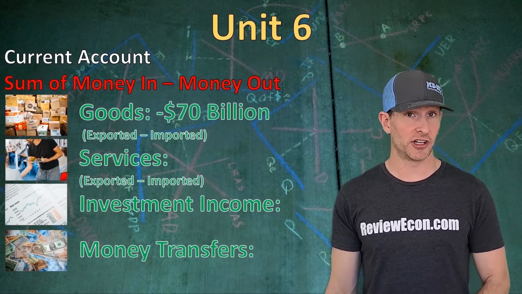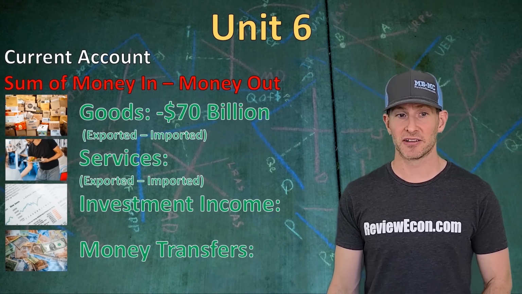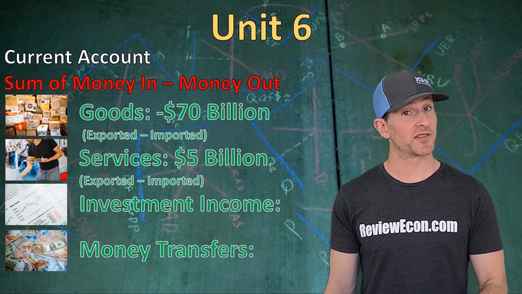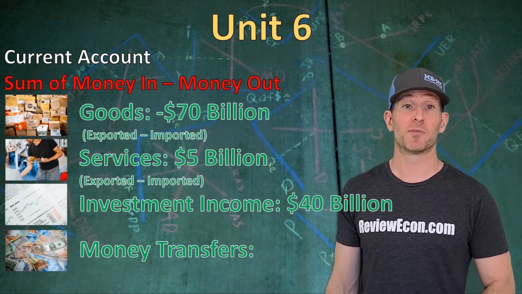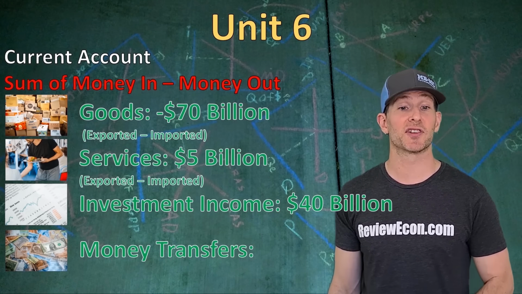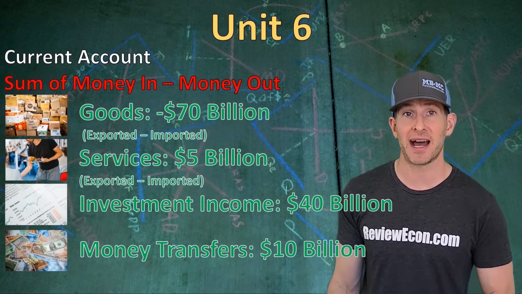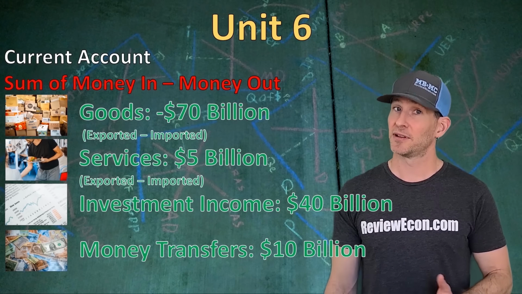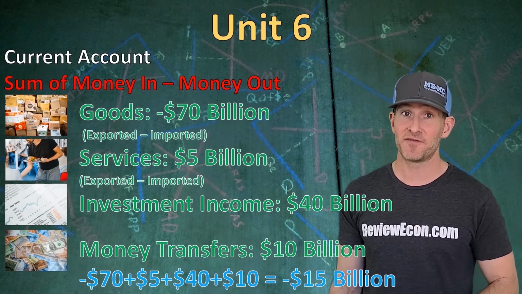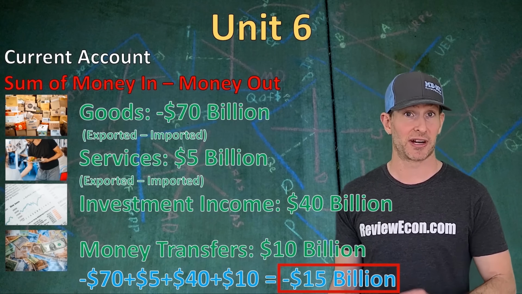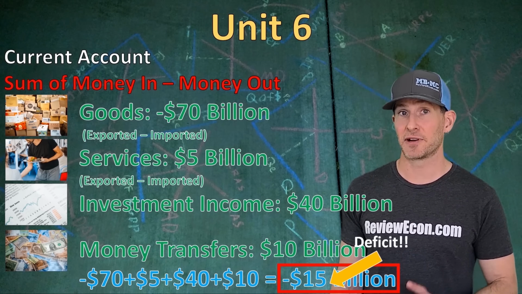If the balance on goods was negative $70 billion, while the balance of services was $5 billion, investment income was $40 billion, and money transfers were $10 billion, what is the balance on the current account? Plug in the numbers and do the math, and we have a negative $15 billion balance on this current account. And since that balance is negative, we call it a deficit.